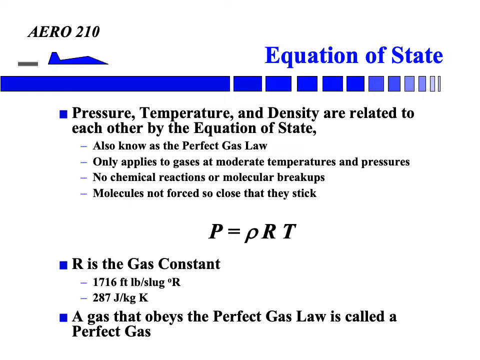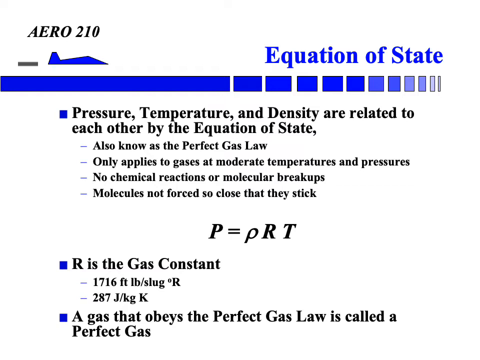The equation of state is also called the perfect gas law. It relates three of those flow properties to each other according to the equation shown, which says that pressure is equal to density times a proportionality constant times the absolute temperature. The proportionality constant R is called the gas constant or the perfect gas constant, and has a value of 1,716 foot-pounds per slug degree Rankine or 287 joules per kilogram Kelvin.